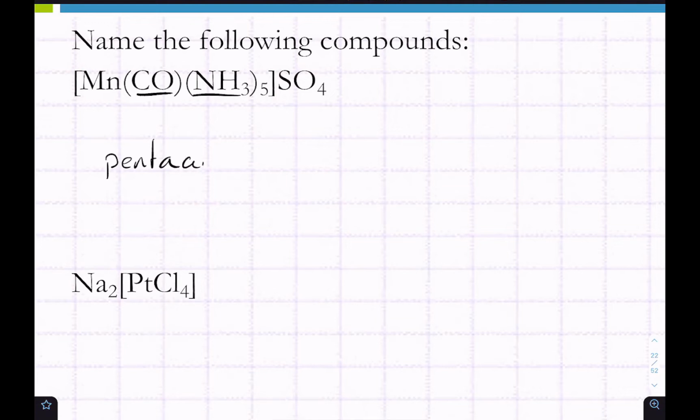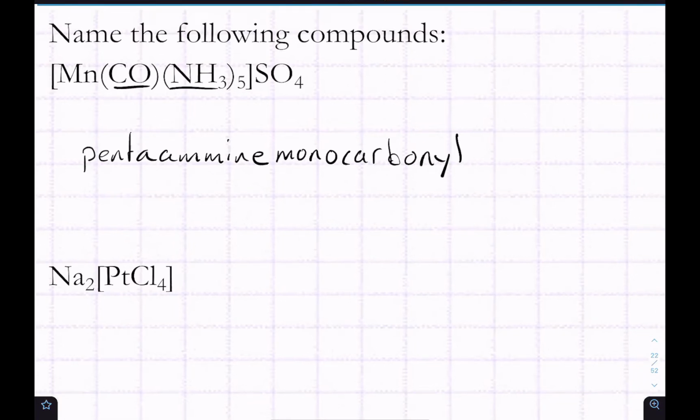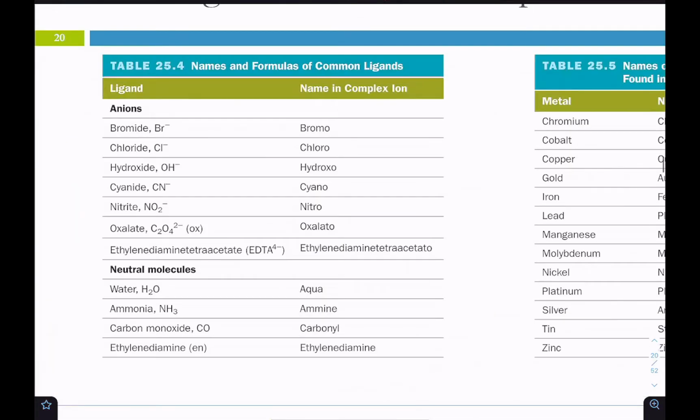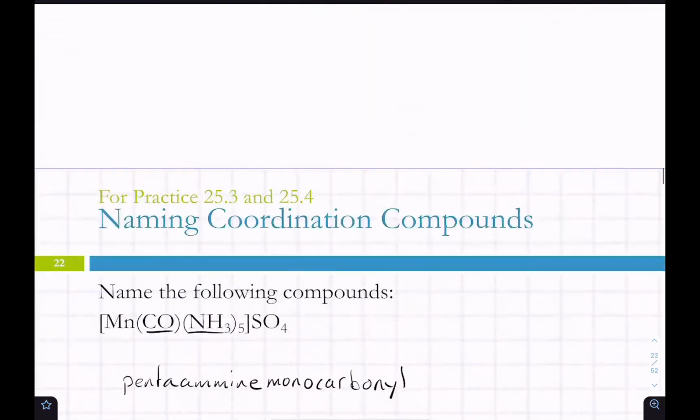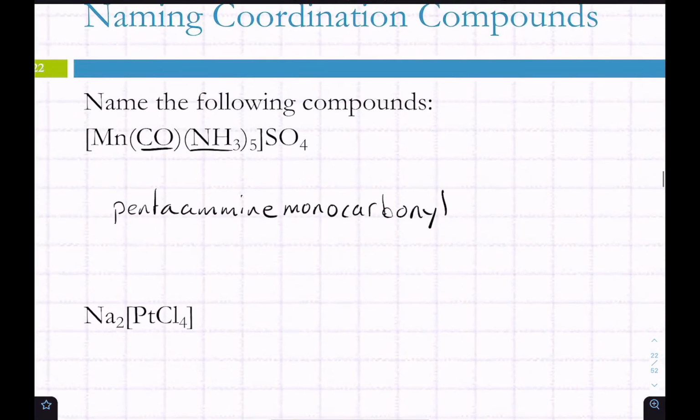penta, amine, actually there's 2 M's, pentaamine, monocarbonyl. What's the oxidation state of manganese in this compound? So, yeah, carbonyl's neutral? Carbon monoxide, yeah. Okay, so it's going to be 2+.